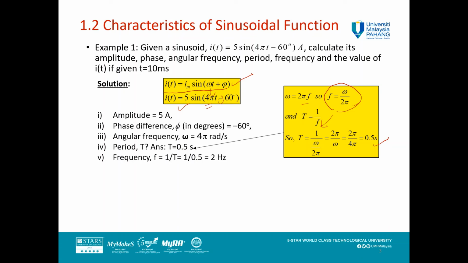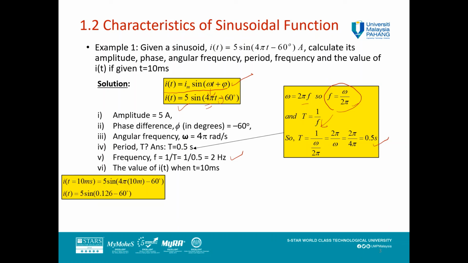Okay, how to get the frequency? Reciprocal kan, f equals to 1 over T, you dapat 2 Hz. Okay, the value of i(t) when t equals 10 millisecond. Dekat sini you just masukkan value dalam equation yang sekarang lah. You masukkan sini 5 sin, 4 pi, gantikan t tadi. T sama dengan 10 millisecond kat sini.